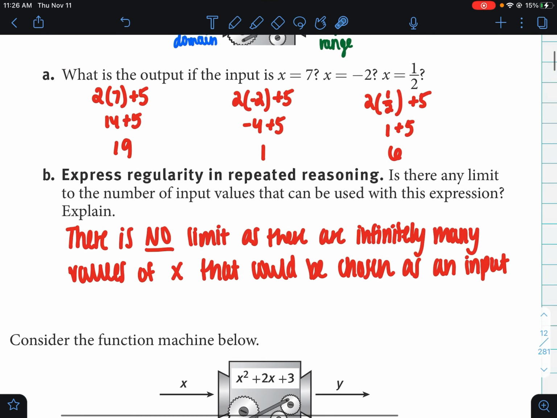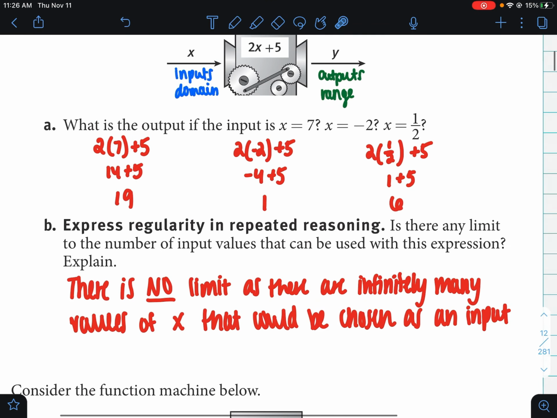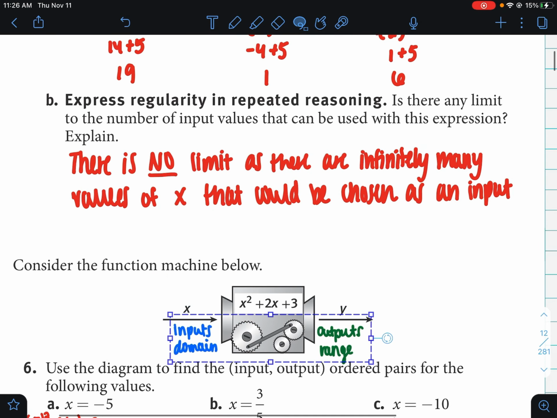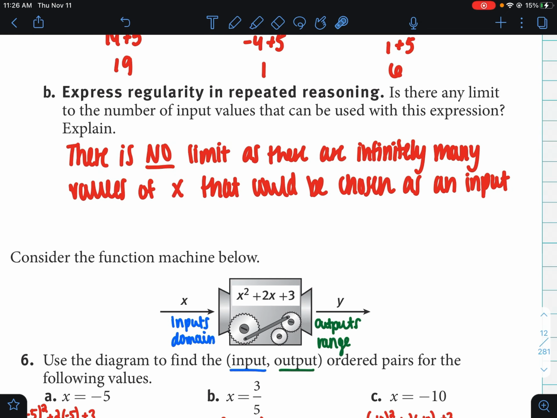Okay. If we look at this next one here, consider the function machine below. Oops, so let me grab these again. Okay. Talking about inputs and outputs, our x's and y's. Use the diagram to find the input-output ordered pair for the following values. So, again, that's telling us we need to make this as a set of ordered pairs. Input first, output. Okay, so if I input a negative 5, what is my output? If I input a 3/5, what is my output? I input a negative 10, what is my output?